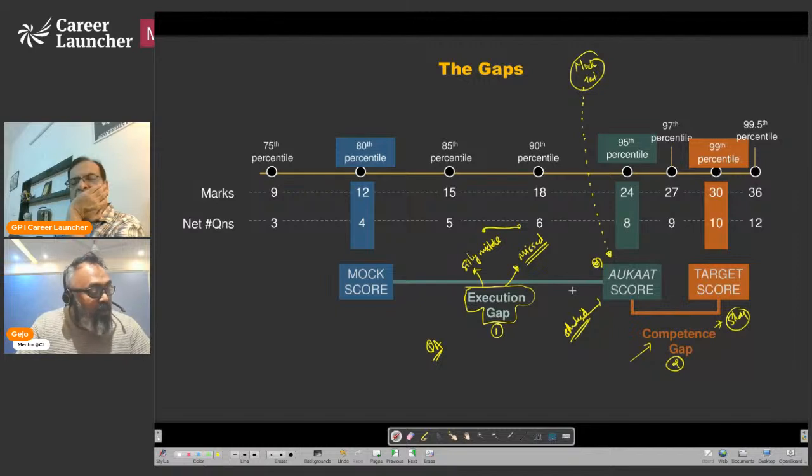So I want to ask GP, what are the typical execution issues that you have seen, how students take the test, which creates problems for them?